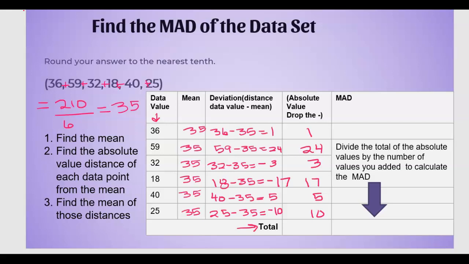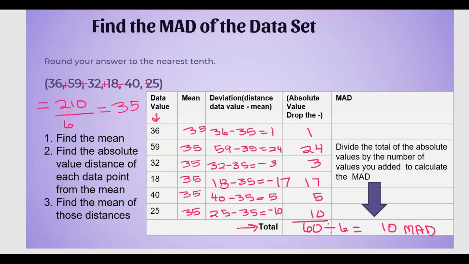I hope you got 60. We added all of those together. Now, how many numbers did we add together? 1, 2, 3, 4, 5, 6. We added 6 numbers together, so I'm going to divide 60 by 6, and I get what? I get 10. 10 is our MAD. That's our mean absolute deviation. That's kind of a high number. I'm not sure I would trust my data.